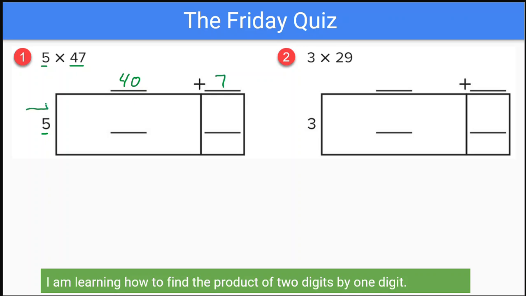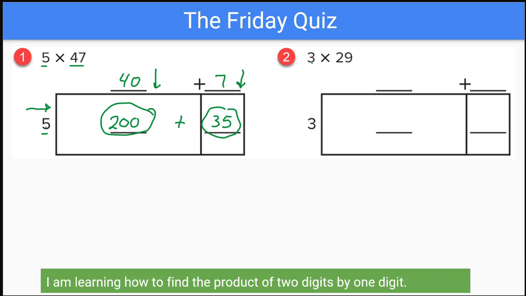Car 5 is driving this way. Car 40 is driving this way. Well, 5 times 4 is 20. So 5 times 40, there's a 0 on the end, is 200. Over here, we have car 5 driving this way and car 7 driving this way. 5 times 7 is 35. Now, this is a partial product, and this is a partial product. You just have to add them together to get your final product.